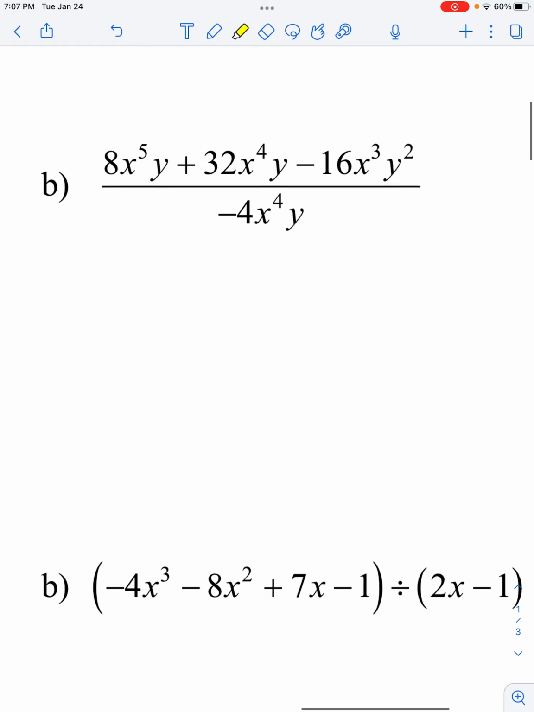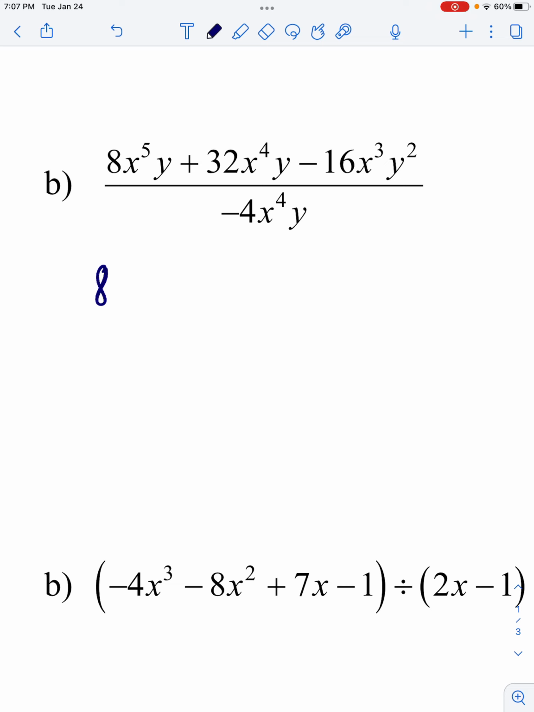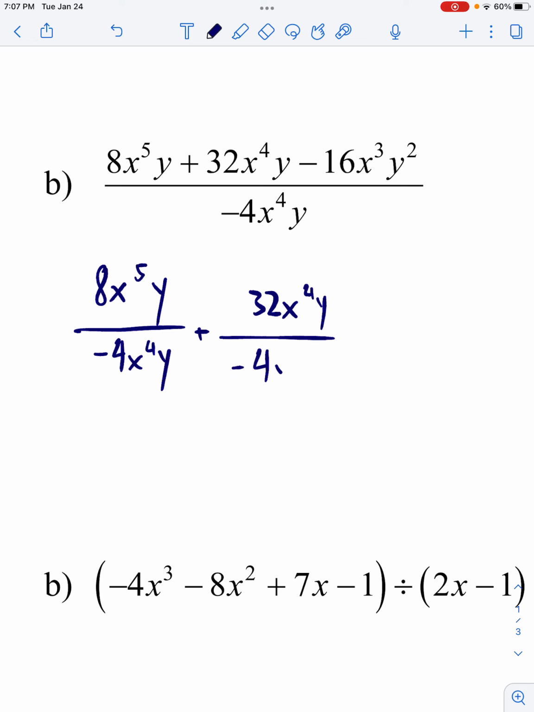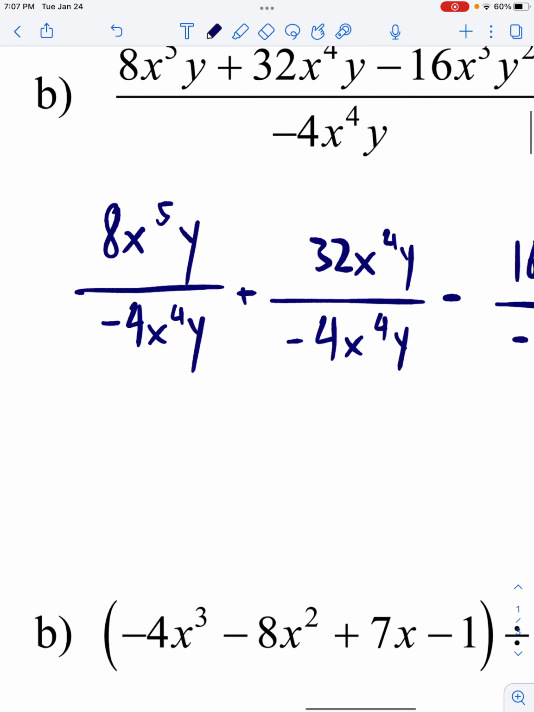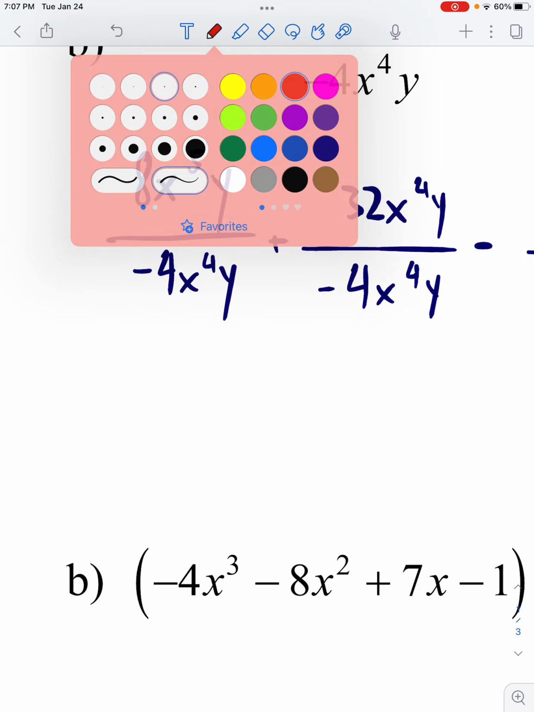B, okay, same deal, okay? So we're just going to split up the numerator. So we're going to rewrite this as 8x to the 5th y over negative 4x to the 4th y plus 32x to the 4th y over negative 4x to the 4th y minus 16x cubed y squared over negative 4x to the 4th y. Okay? Then we just go term by term simplifying everything, okay?